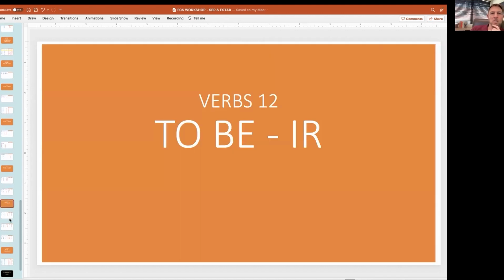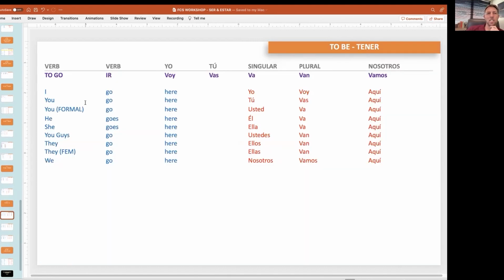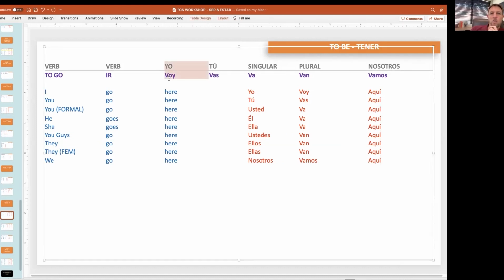And the last one that can be a to be verb in special cases is ir, to go. I go here, I go there. Normally, ir means to go. Yo voy, I go. You go, tú vas. My friend goes, mi amigo va. My friends go, mis amigos van. We go, nosotros vamos. Okay, so you've got that.